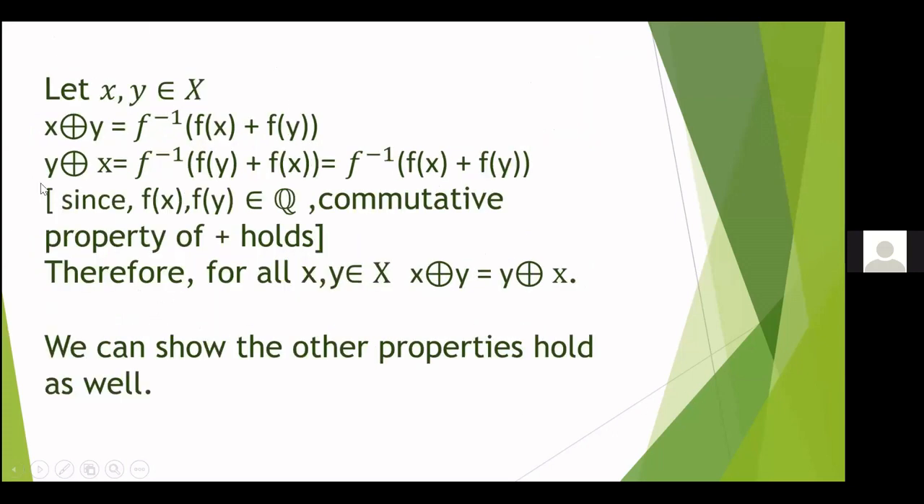Now we need to check whether this follows the commutative property or not. So first I take x plus y, and it gives me f inverse of fx plus fy, and y plus x gives me f inverse of f of y plus f of x. Since f of y and f of x both belong to Q, and in Q addition is commutative, I can write f of y plus f of x as f of x plus f of y. So you can see that in both cases the result is the same, so it is commutative also. Now similarly, you can check other properties as well.